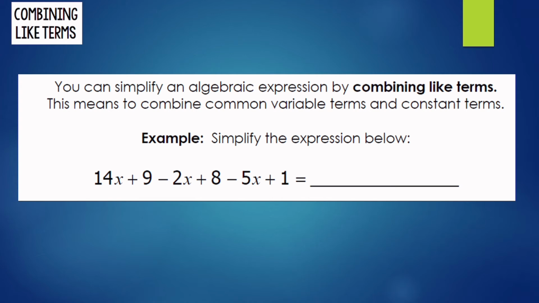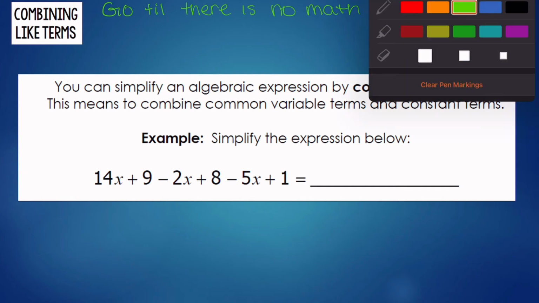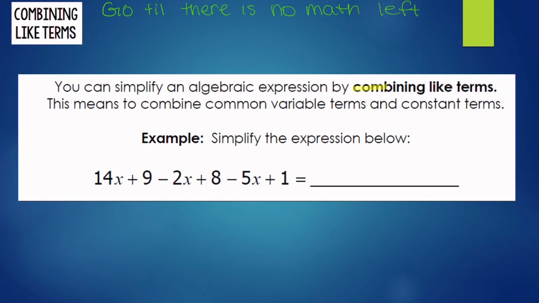Simplifying means, okay, you're going to go till there is no math left. Meaning go until you can't do anything anymore. So to simplify here, we're going to combine like terms. Well, it's important to understand what combining like terms means, okay? And what are like terms?